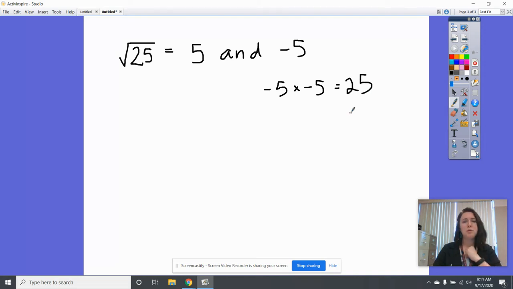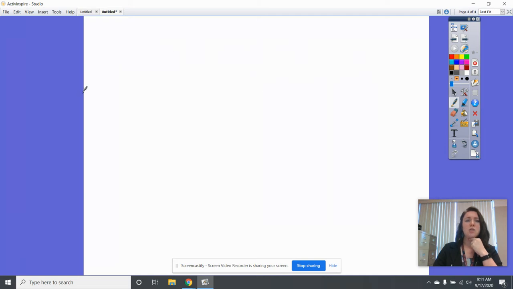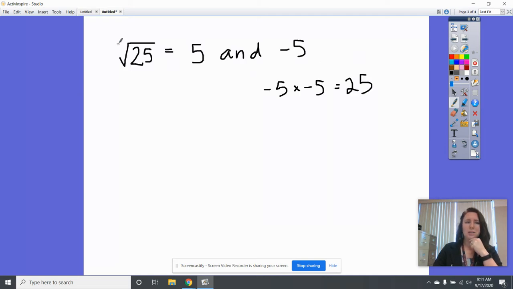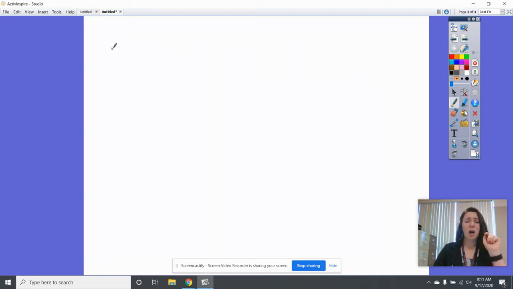So that's square roots, but right now we're going to talk about other kinds of roots. In a square root, there's really an invisible 2, meaning that we just want to know what number multiplied by itself, two times, gives us the answer. There's this invisible 2 that you never actually see, but that means we can put other numbers up there.